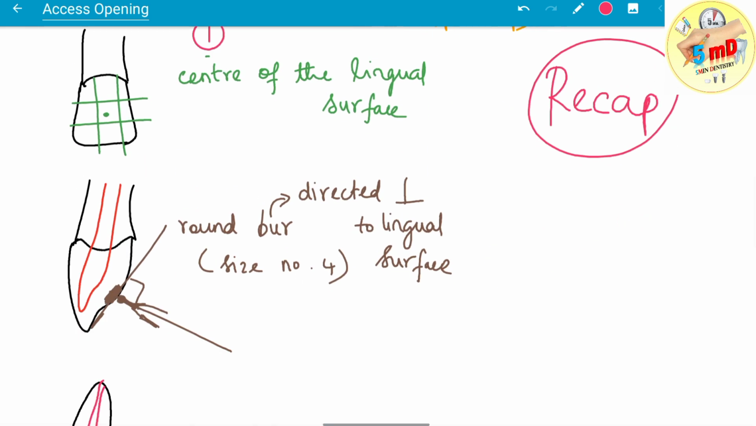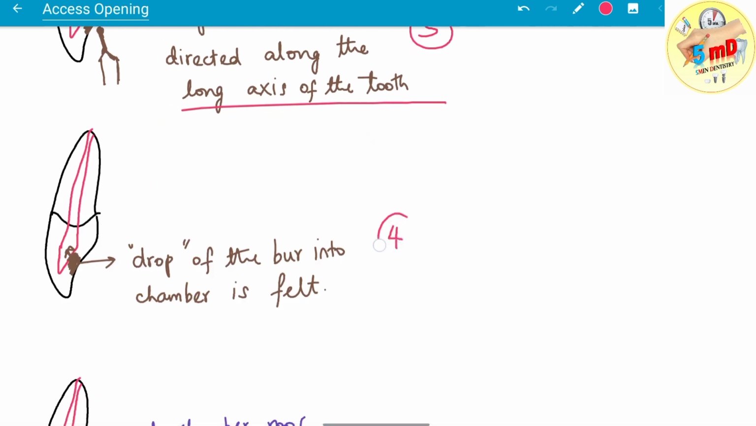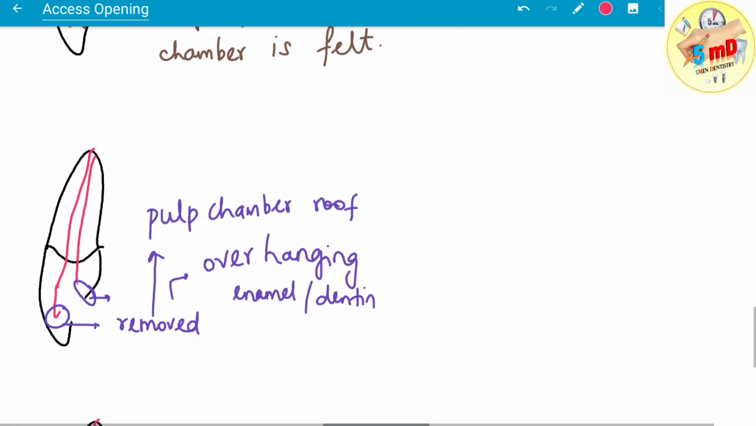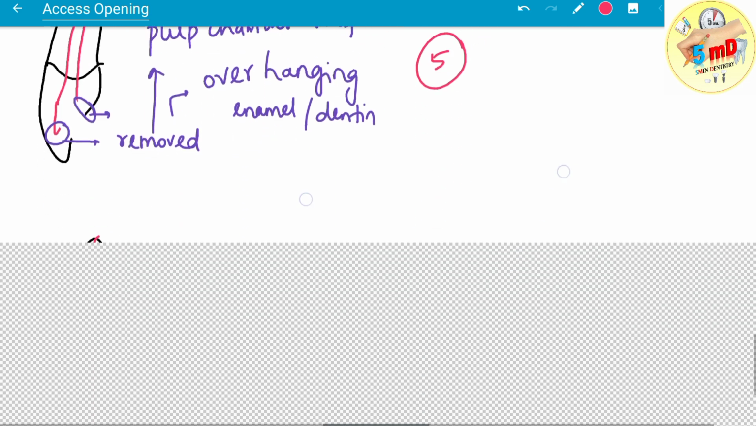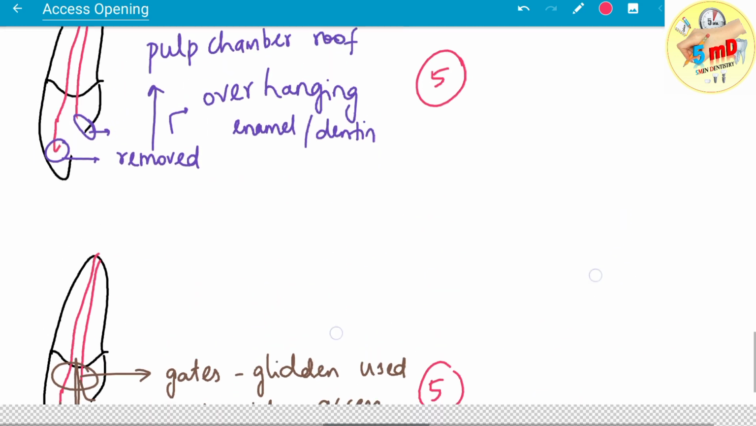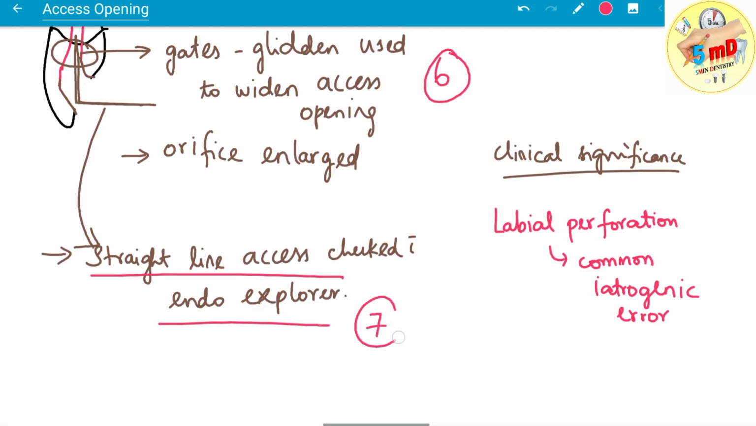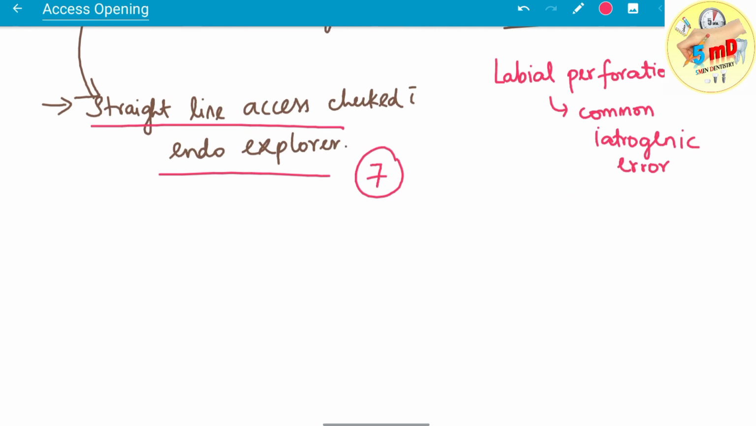So let's recap. First, mark the center of the lingual surface. Then, the round burr should be directed perpendicular to the lingual surface. Enter the enamel. Then, change the direction along the long axis of the tooth till you feel a drop in the burr. The drop is felt as we penetrate the pulp chamber. From there, overhanging enamel and dentin are removed. Gates Glidden is used to widen the access opening and the orifice is enlarged. Then straight line access is checked using an endo explorer. These are the steps in the access opening and access cavity preparation of maxillary central incisor.